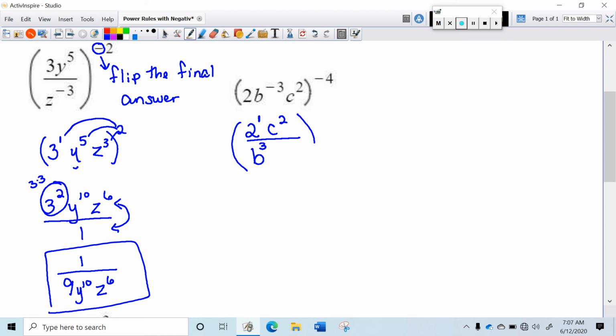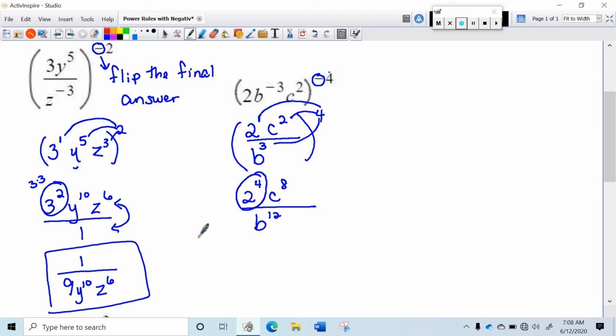The c has a positive exponent, so it stays right where it's at. Now, saving the negative exponent on the outside for last, saving the negative sign for last, I'm going to distribute the 4. So in my numerator, 2 to the 4th power, and c, 4 times 2 is 8. Denominator for my b, 4 times 3 is 12.